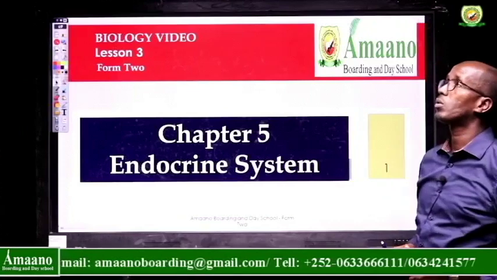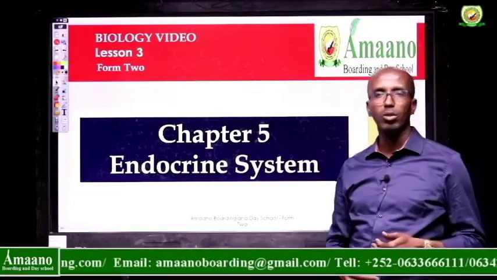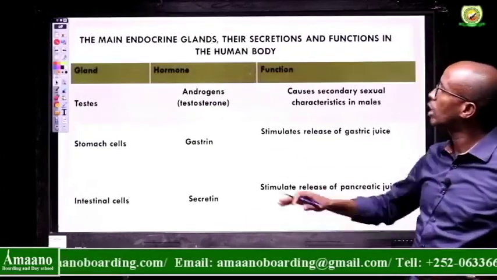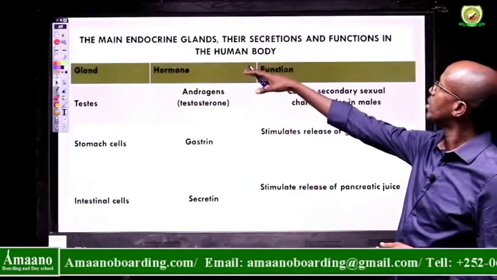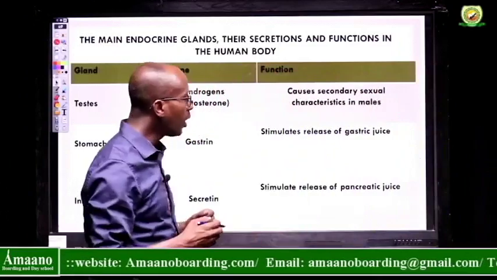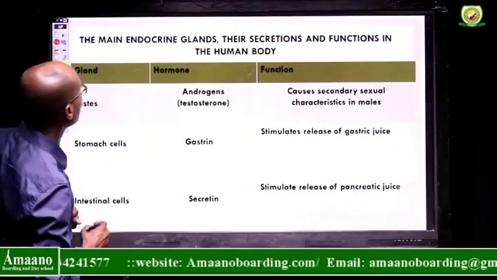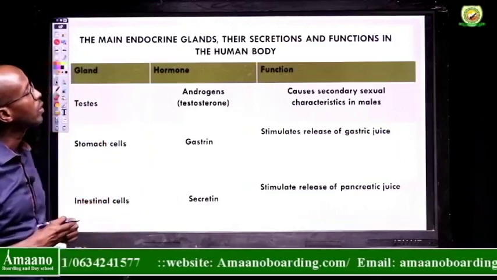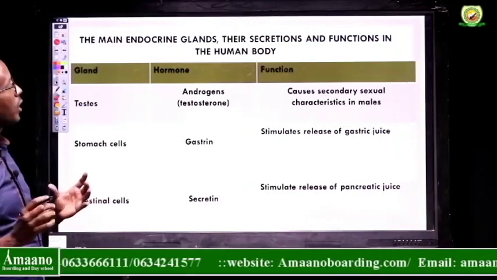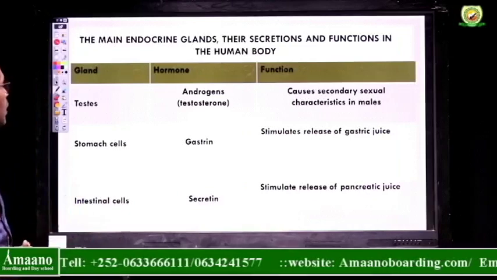In our last lesson we talked about some main endocrine glands, their products or hormones, and the effect of their hormones. So today we're still continuing with the main endocrine glands, their secretions and functions in the human body. As we explained in our previous lessons, a hormone is the product of an endocrine gland. It acts as a chemical messenger.